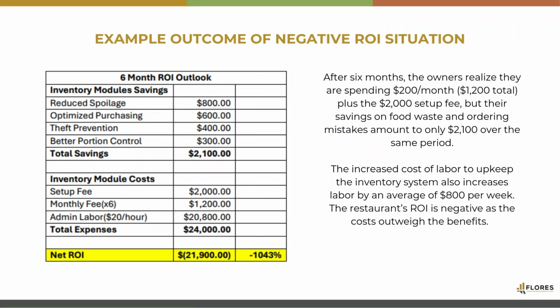However, their savings on food waste and ordering mistakes only amount to $2,100 over the same period of time. Taking into account the labor costs to upkeep the inventory system, this results in a negative return on investment as the cost for this example would outweigh the benefits.